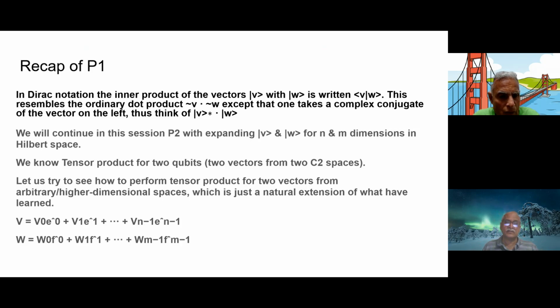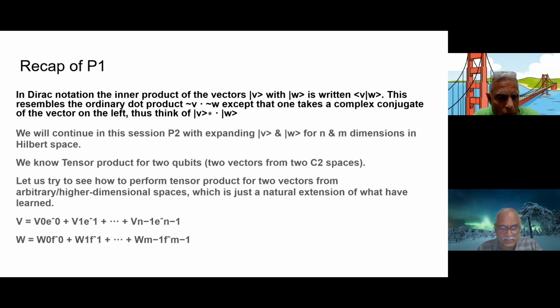So what we will try to do now is to see how to perform this tensor product for two vectors which are multidimensional. For example, the first vector v could be of n dimensions and w could be of m dimensions, right? So obviously now we'll have to set up a mechanism so that the tensor product can be evaluated.